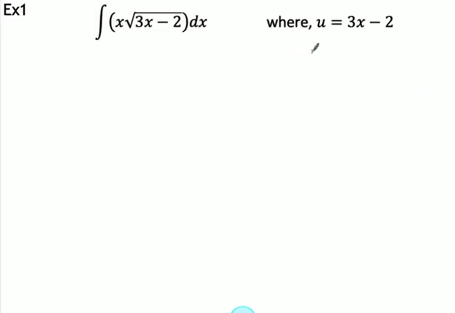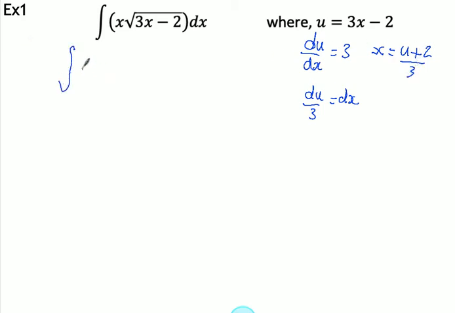So the first thing we wanted to do was differentiate with respect to x, make dx the subject, make the function of x the subject, and substitute in here. I could have written this as root u, but I know it's going to be easier to write it as u to the power of a half. And then dx was du over 3.